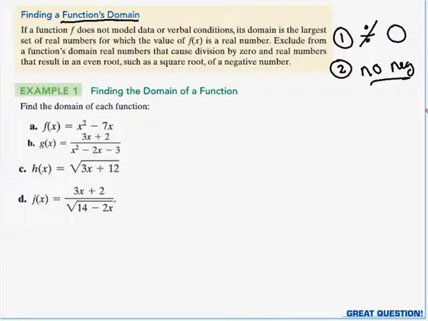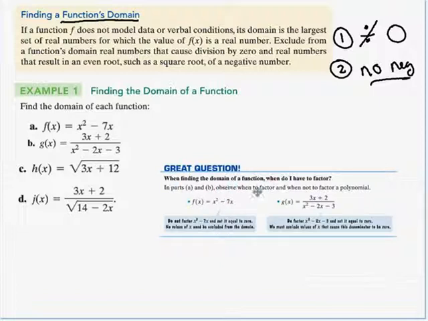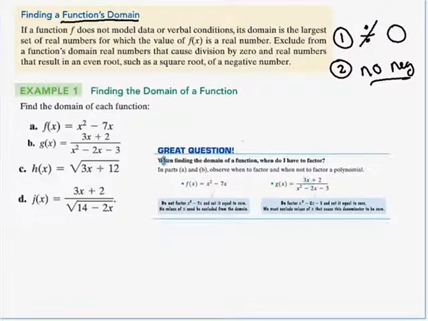Let's see here. It looks like we have a great question. When finding the domain of a function, when do I have to factor? In parts A and B of what we just did, observe when to factor and when not to factor a polynomial. In the first one, did we factor this and set each factor equal to 0?